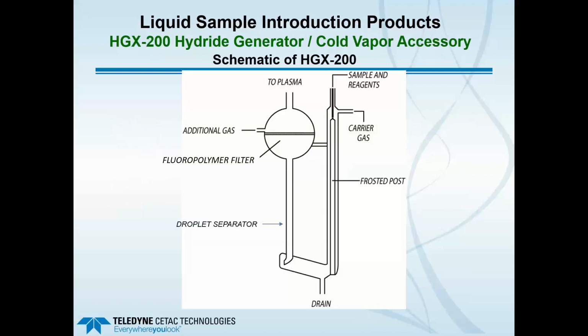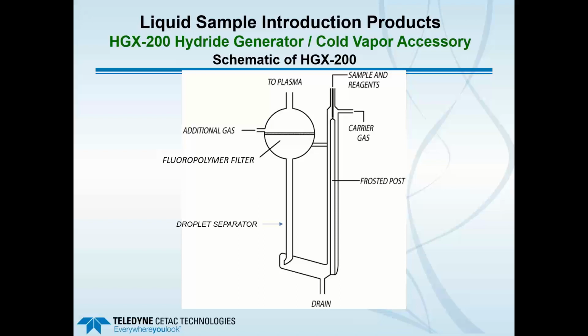So we'll first start with a schematic, and one thing that I'll point out, which is probably the most important part of the design, is the split gas flow. So on the right side in the middle, you see a port where it says carrier gas. That typically will be the nebulizer gas flow routed from the host ICP or ICP-MS. Then on the left side, above a fluoropolymer filter or membrane, is an additional or makeup gas flow.